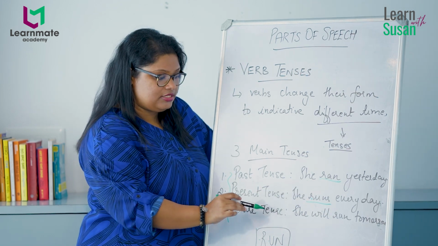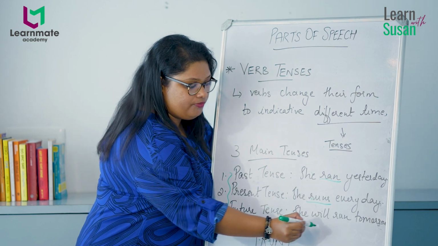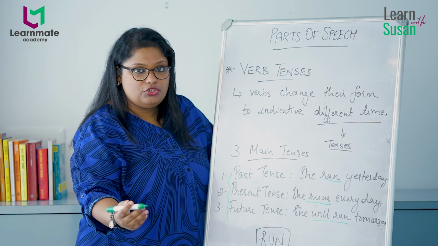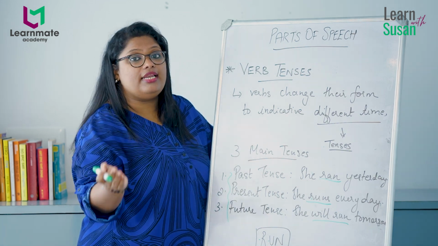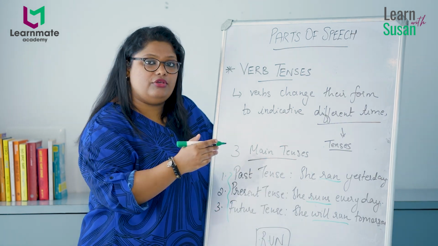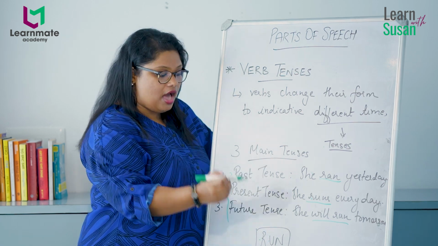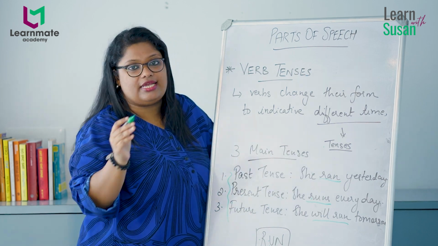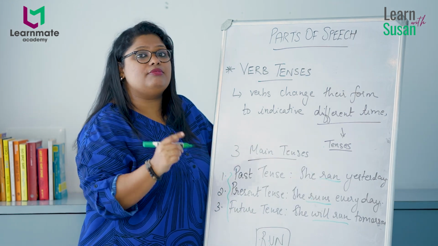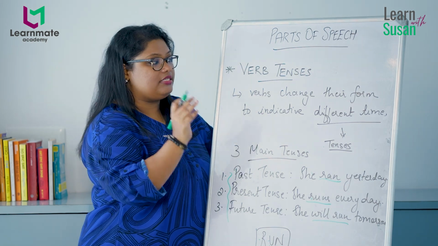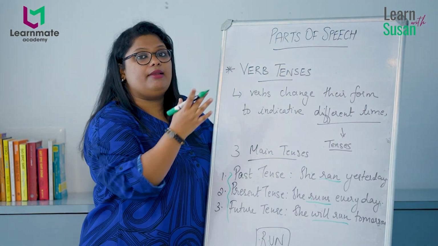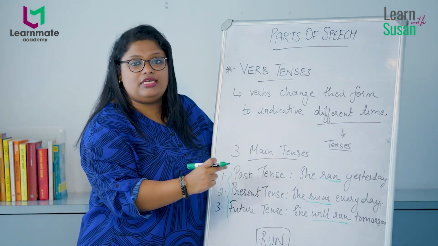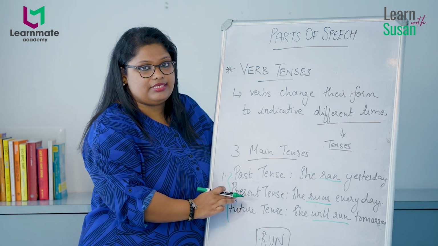Coming to the future tense, she will run tomorrow. So the action has not been completed yet. She is going to run tomorrow, something that will happen the next day. So this is how you take up any verb and how the verb changes its form according to the different tenses used in the English language. So please make sure that you attend my extensive video just on tenses. I'll be giving more explanation regarding each tense and what categories of tenses come under past, present, and future.